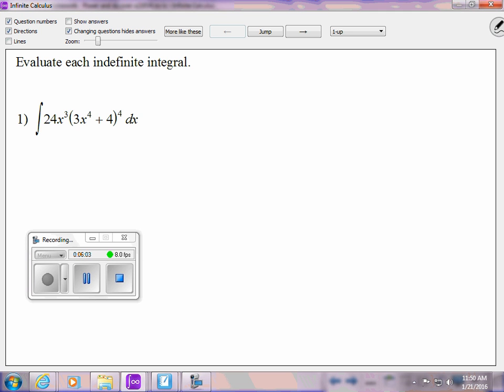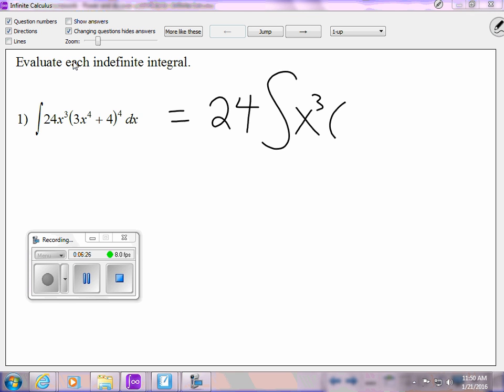You ready, guys? You ready to focus? I'll wait for you. First thing you want to do is if there's a constant multiplier, just pull it right out front. It just makes things look nicer. So I'm pulling the 24 out. And I have x cubed times 3x to the 4th plus 4 to the 4th dx. Constant multipliers, you can always just get them out of there.